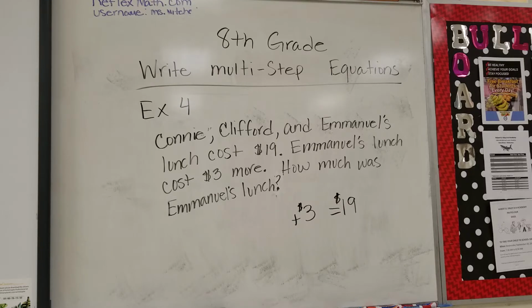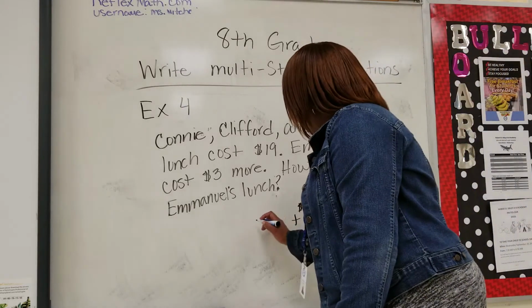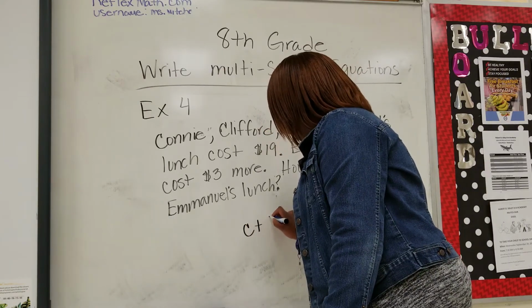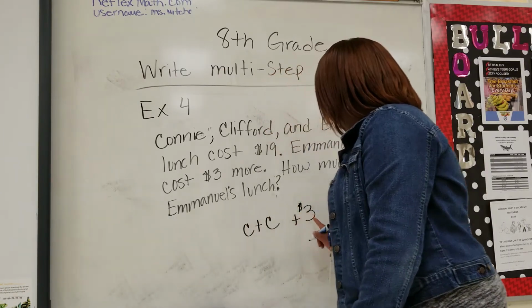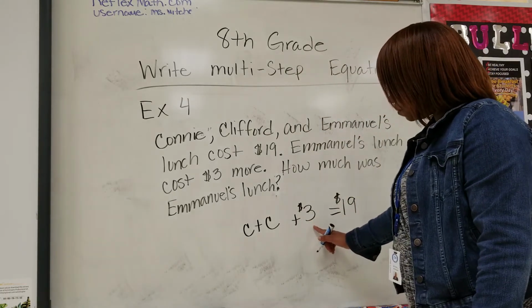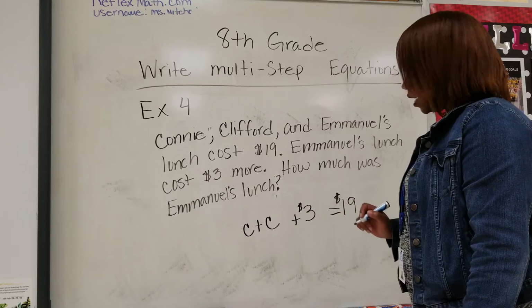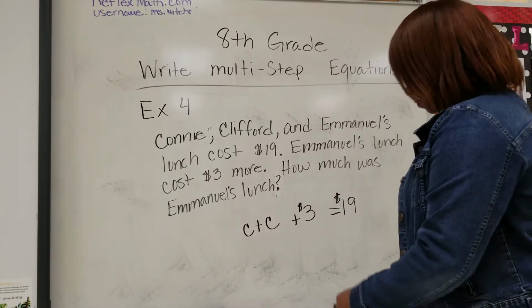Okay, so we need to know how much Emmanuel's lunch was, but we don't know how much Connie and Clifford's lunch was. But we know that Connie and Clifford's lunch cost the same. Emmanuel's was the one that cost $3 more. So we'll say Connie's lunch plus Clifford's lunch plus the $3 more for Emmanuel's lunch should all equal out to $19, okay?